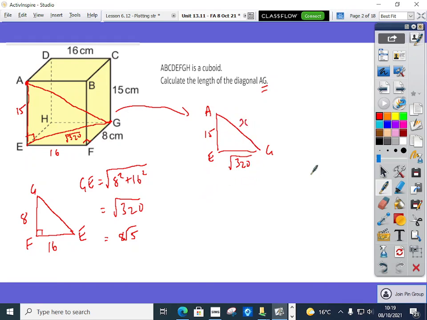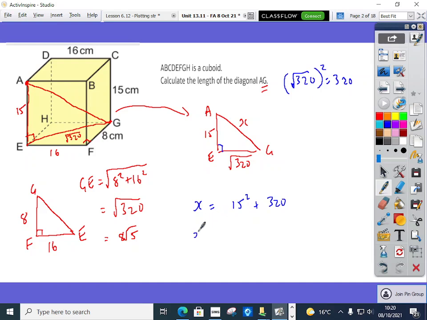So if I call that X, X squared would equal, which is the hypotenuse, don't forget it's facing the right angle, 15 squared plus root 320 squared. This one's the reason why I left it like that: I need to square this, and if I square a root, I'll get just the number inside, because they cancel each other out. So I'll just get 320. Root 320 squared will just give me 320, because these are the inverse of each other, and they cancel the root out. So you just end up with the number.